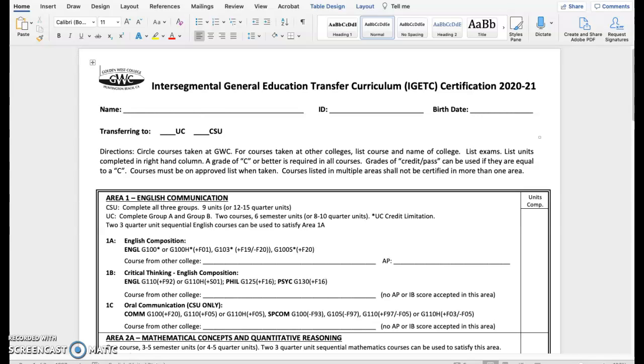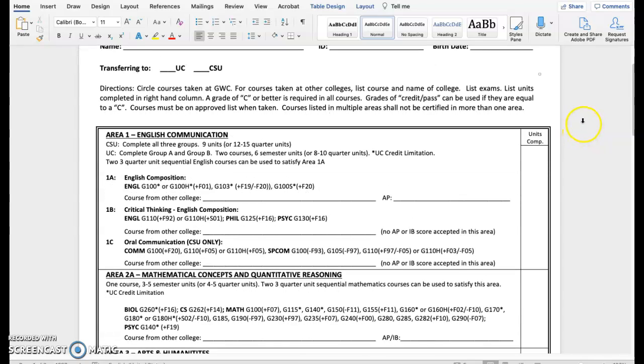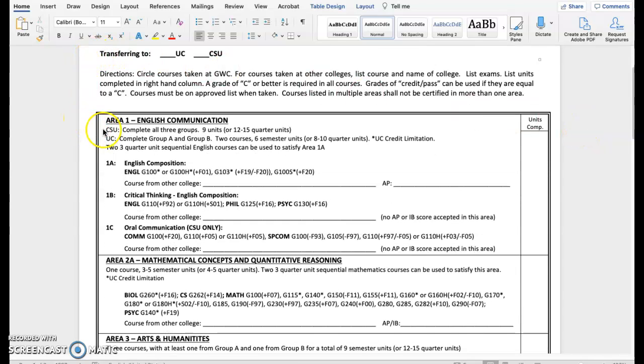Now, the way that we read this plan, you will notice that each area tells us how many units or how many classes we have to complete within it. So if we look at area 1, you will see that if you are planning to transfer to a CSU, you have to complete 9 units by completing a course in all 3 groups. So in that case, I'd be completing 1 class from 1A, 1 class from 1B, and 1 class from 1C. If, however, I'm looking only to apply to UCs, I only need to take 2 classes, with 1 class from 1A and 1 class from 1B.